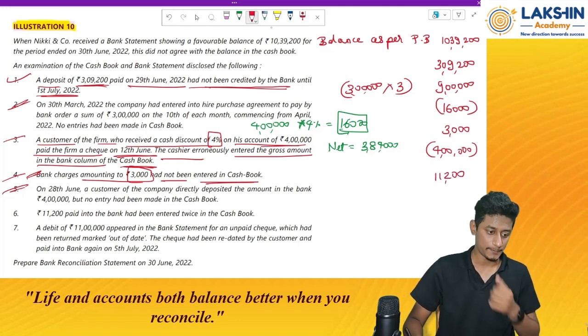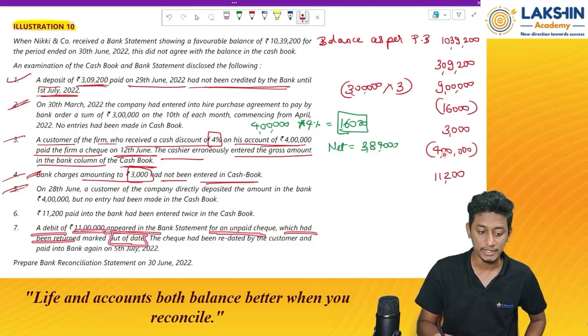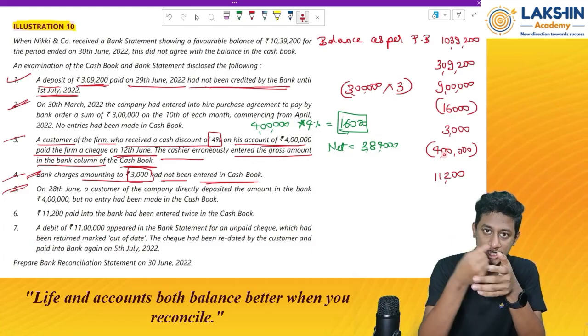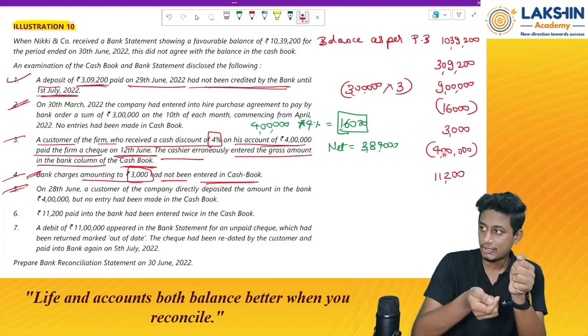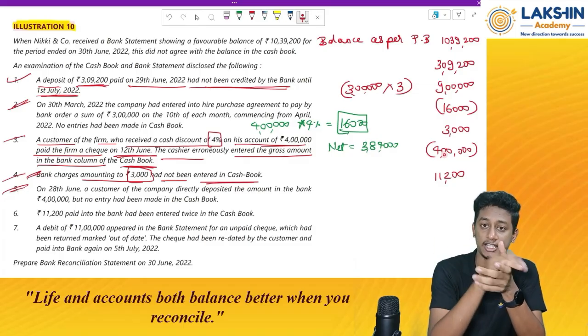1,200 I have added. Okay. Then a debit of rupees 11 lakh appeared in the bank statement for an unpaid check, which had been returned marked out of date. So what has happened is, I had got a check from a customer. Okay. This check was deposited into the bank lately. After the due dates, after 3 months, I have deposited the check into the bank account.